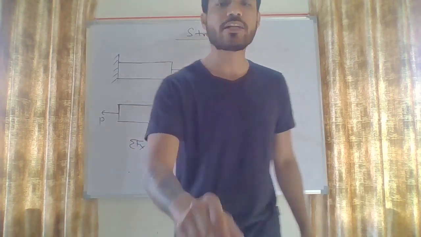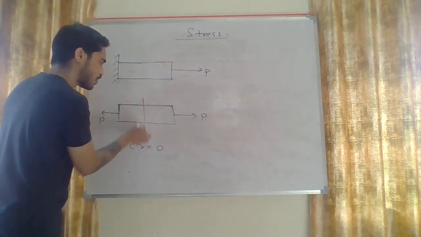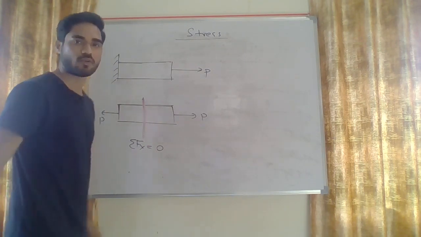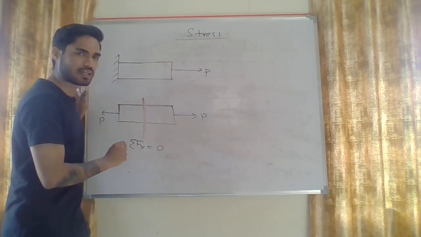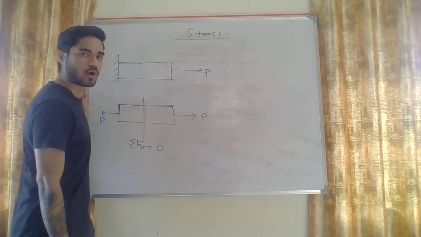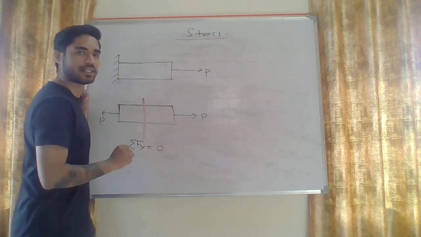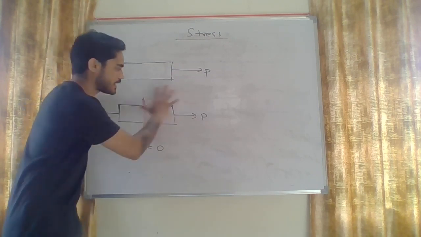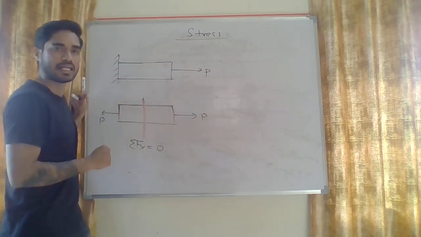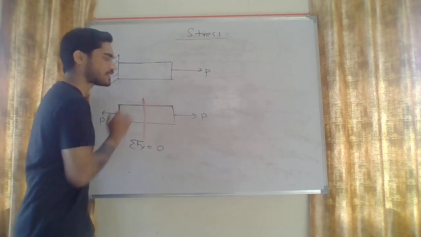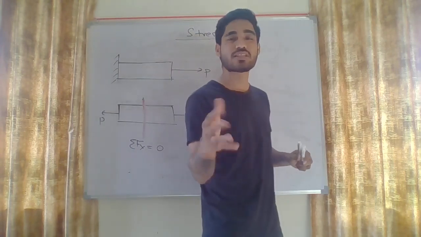Okay, so what we need to do, let's say we want to calculate stress on this plane. So what we will do, we have to find out how much force is developed on this plane. Okay, the forces developed inside the body are known as internal forces. The forces acting outside the body are known as external forces. So this P and this P, these forces are external forces, and the forces developed inside the body are internal forces. Now first let's understand what are internal forces, how they are developed.